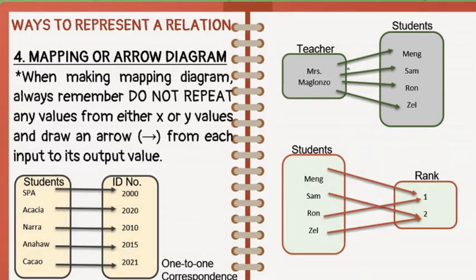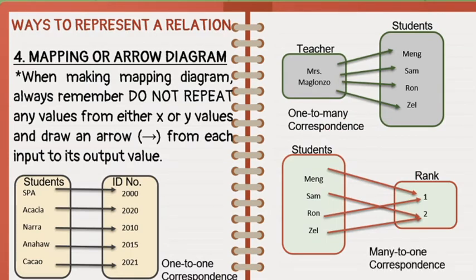And then, this one, yung example dito, Mrs. Maglonso yung teacher, then yung students. So, sa halip na maraming Mrs. Maglonso isusulat mo, isa lang susulat mo, then you're going to put an arrow. So, ang tawag naman dito is one-to-many correspondence. And then, yung pag pinagbaliktad mo naman siya, many-to-one correspondence.